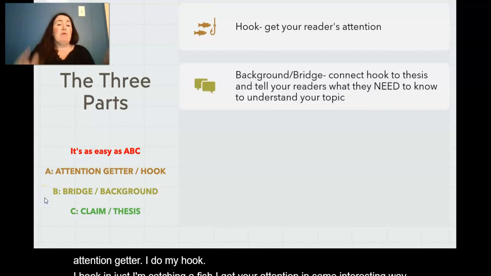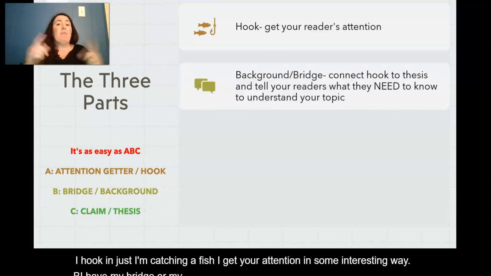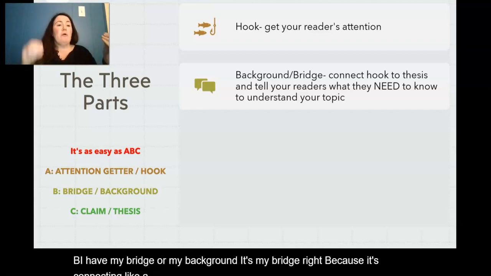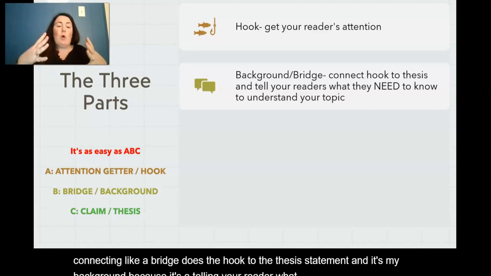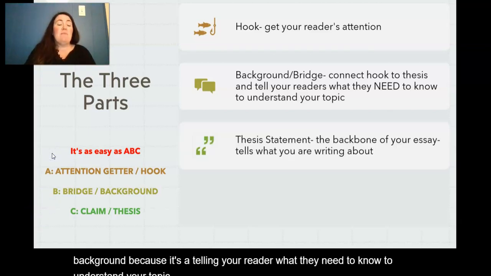B, I have my bridge or my background. It's my bridge, right? Because it's connecting like a bridge does the hook to the thesis statement. And it's my background because it's telling your reader what they need to know to understand your topic. Then C is my claim or my thesis. The backbone of your essay tells what you are writing about.